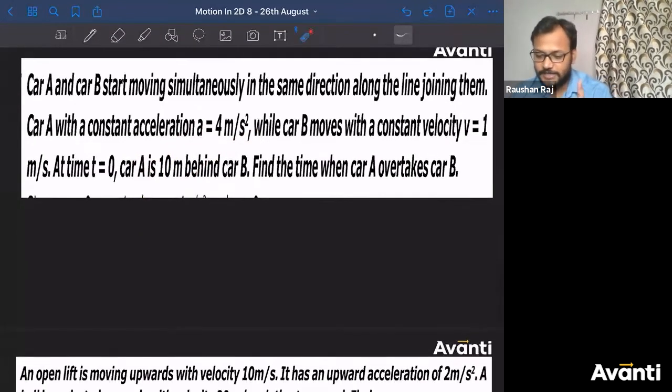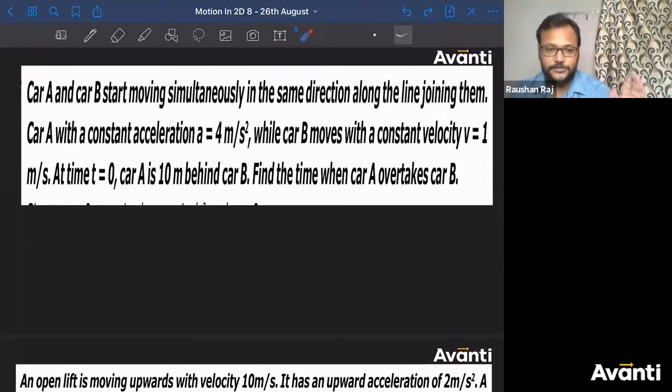So now guys, I need all of you to answer this question. Come on children, answer quickly. Car A and car B start moving simultaneously in the same direction along the line joining them. And guys, I need all of you to use relative motion to solve this. See, without using relative motion also you can solve this question. But since I'm teaching you relative motion today, I need all of you to use the relative motion concept to get the answer here.